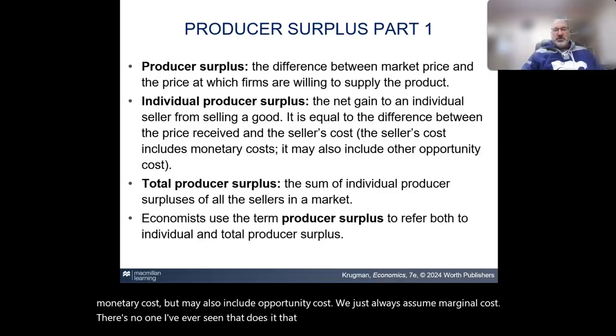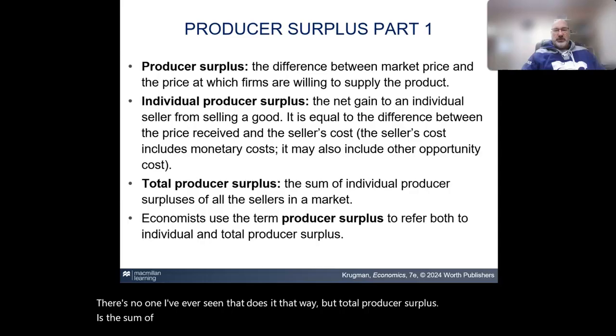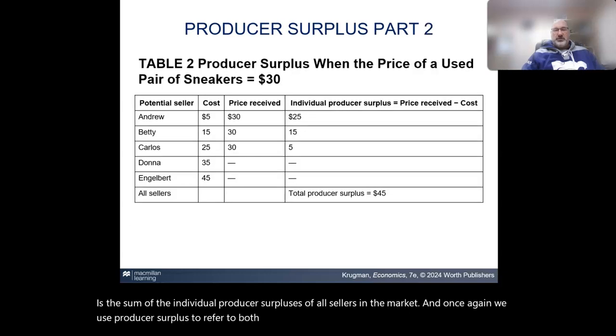But total producer surplus is the sum of the individual producer surpluses of all sellers in the market. And once again, we use producer surplus to refer to both individual and total producer surplus.